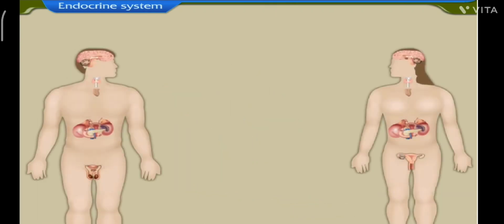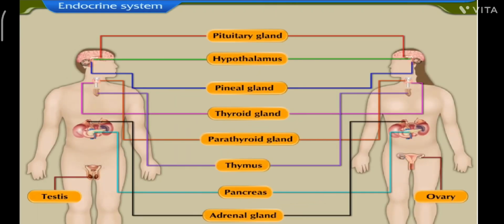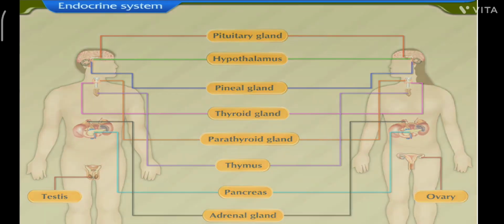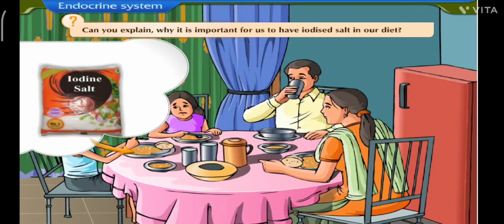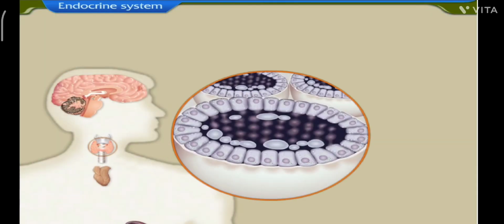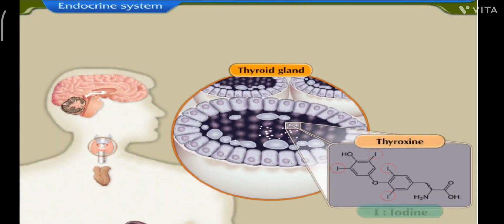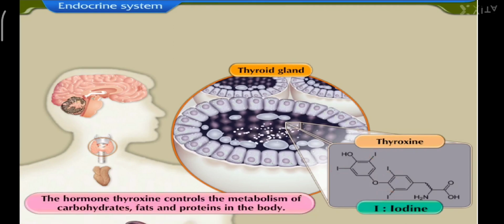We have discussed different glands in our body, the hormones secreted by them and their specific functions. Now, can you explain why it is important for us to have iodized salt in our diet? The hormone thyroxine produced by the thyroid gland contains iodine. This hormone controls the metabolism of carbohydrates, fats and proteins in the body.